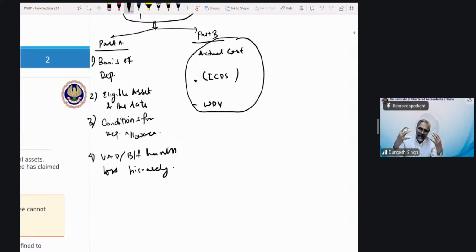That is how the block is prepared. Same is for the building, and the last one is for the furniture and fixture. So you prepare the block, students, and accordingly, once the block is prepared, you will claim the depreciation allowance. I am going to give you a particular example now. Let me try to test you on that. Let's see if you can get the answers right or not.